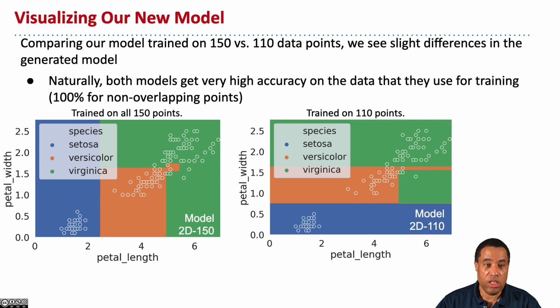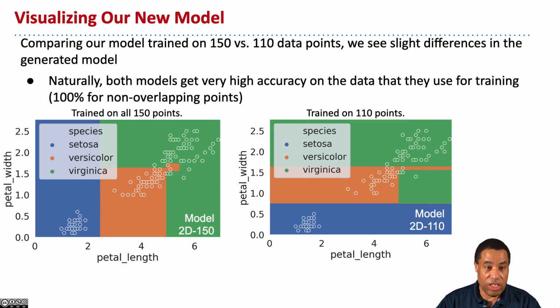and then see how well we do on the testing. Okay, so what we can see here on the left, we have training on all 150 points, and then on the right, we can see training on 110 points, and we can see the decision trees that result by looking at the picture visually. And we can see that there are some similarities, but there are also some significant differences. So what are some examples of some of the differences?